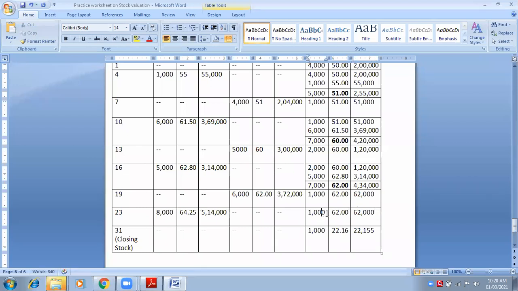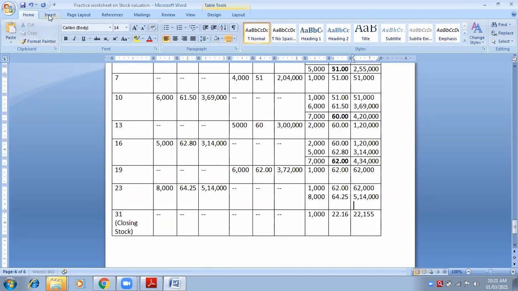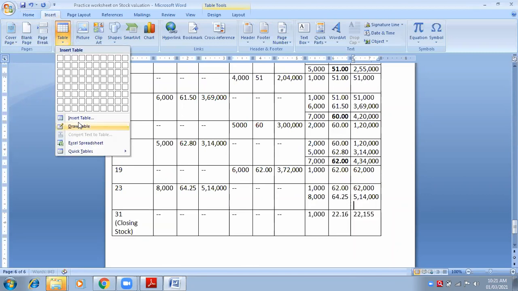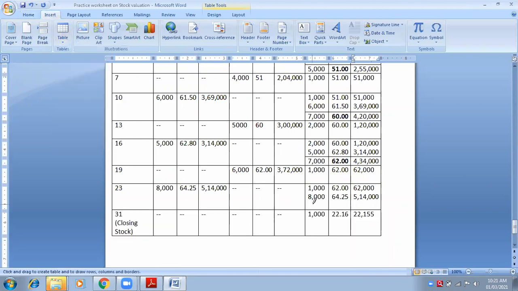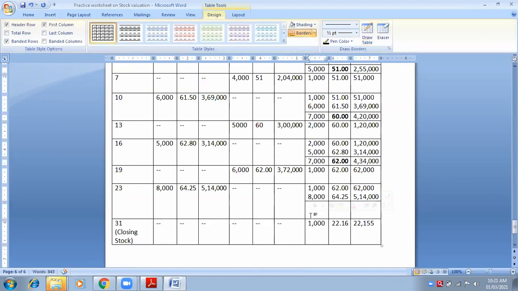and the amount column will be 62,000. Just below that, we will bring these 8,000 units also at the rate 64.25 and the amount will be 5,14,000. Now we have to add both of them, remember. Whenever we add, we have to draw a line before addition. Tell me, what is the total?